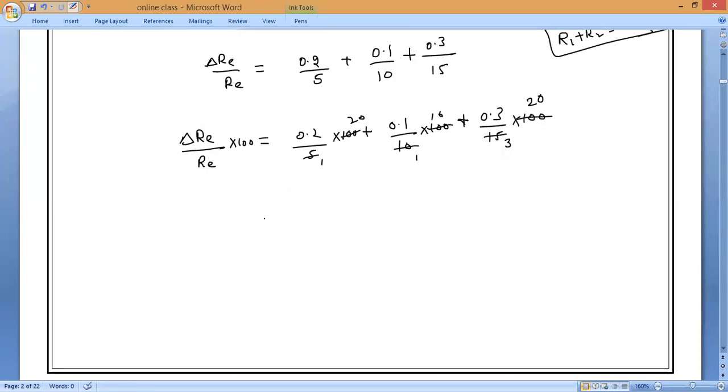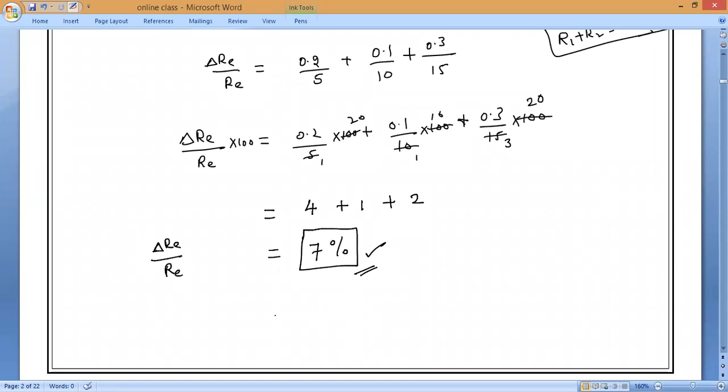Now solve it and tell me how much it will come. All of you should tell me. 0.2 into 10, how much? Sorry, 20. 4. Is it correct? 1 into 0.1 into 10, 1. Plus 0.3 into 20, 1 or 2? 2. Which is equal to 2. What is the percentage error? 7%. So delta RE divided by RE is 7%.